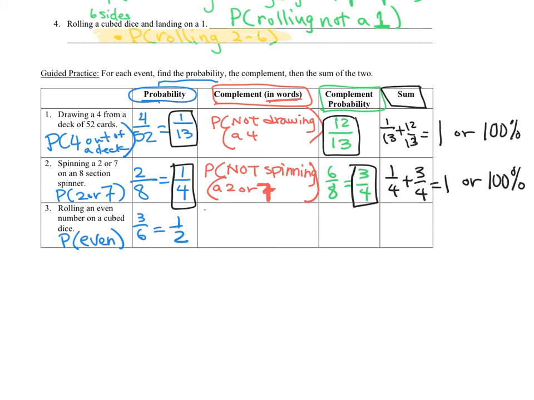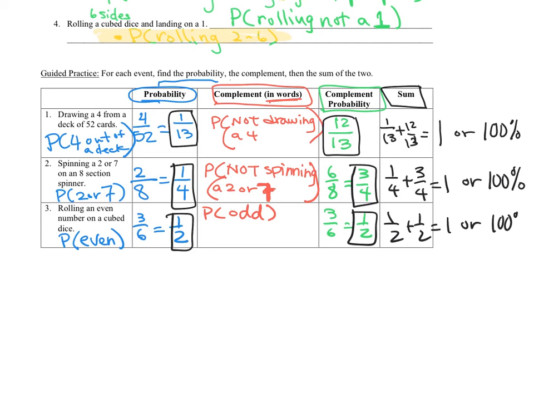And then we have the probability of an odd, right, because that's not even. So the probability of an odd is also 3/6, which is also a half. And then this half plus this half. Okay, so that's all complement is, the opposite.